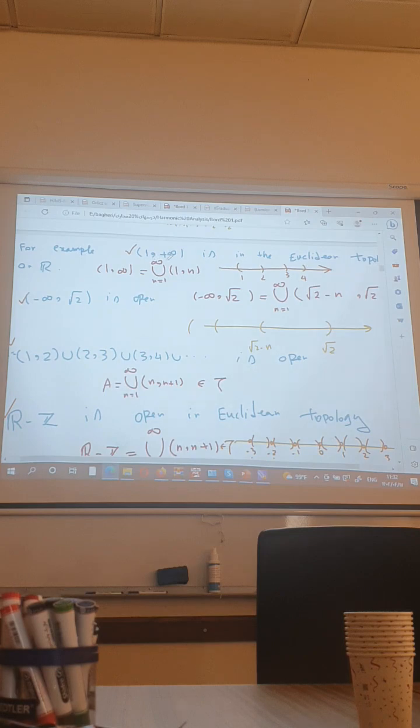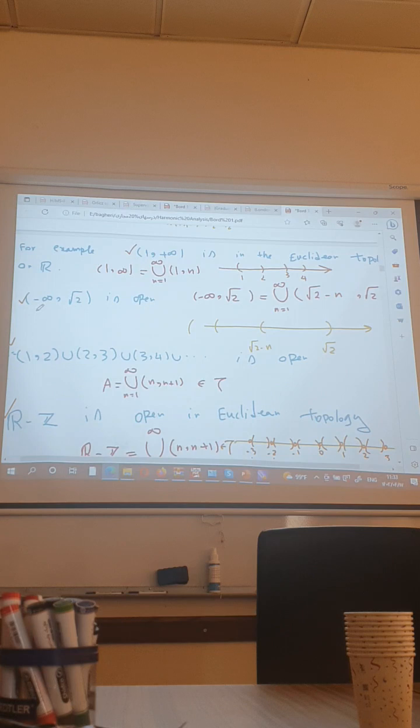Example: this interval in the Euclidean topology is open because we can write it as this union, from 1 up to infinity. It is trivial: (1, 2), (1, 3), (1, 4), okay? What is the union of all of these? All of these intervals together equal (1, infinity).